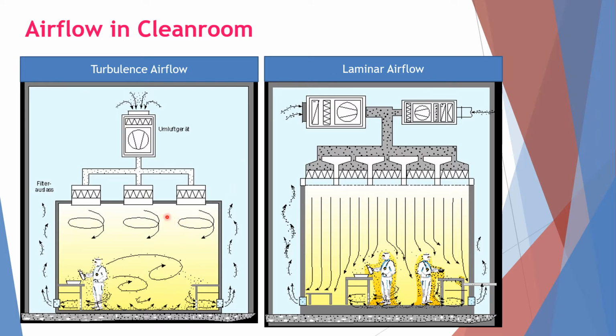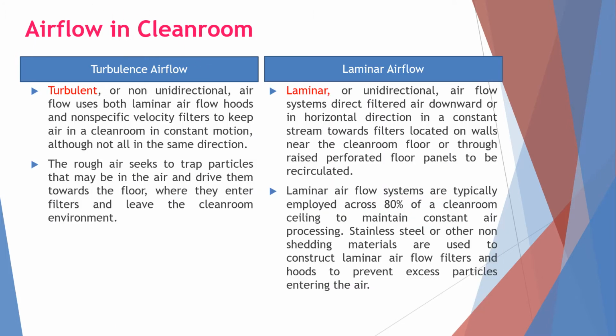There are two types of airflow designed for the clean room. One is turbulent airflow, another is laminar airflow. From this picture, you can see how the air is moving. It is not straight-line airflow, compared to laminar, where the air goes straight down. Let us see the differences between turbulent airflow and laminar airflow.